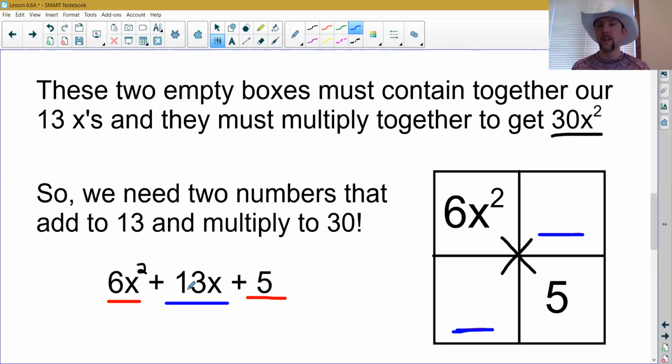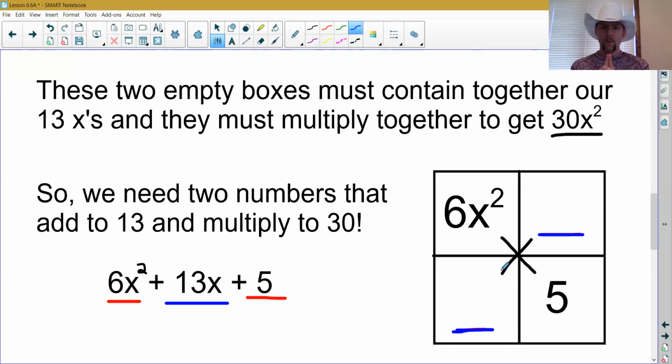If I were to put those two together, it has to be a total of 13x, all right? So I could put like 7x's here and 6x's there. I could put like 10x's here and 3x's here, or 5 and 8, or whatever. I can split up my 13x to these two boxes, okay?